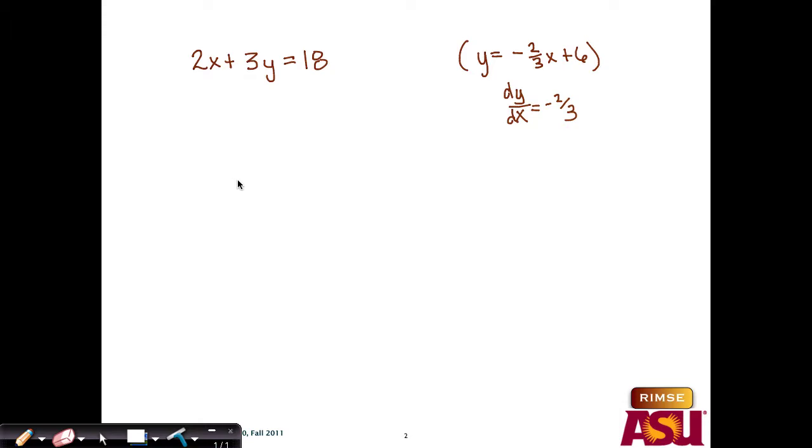I can find the rate of change of y with respect to x without rearranging this, and I'll get either an equivalent answer in some slightly more complicated forms, or exactly the same answer in the case like this.